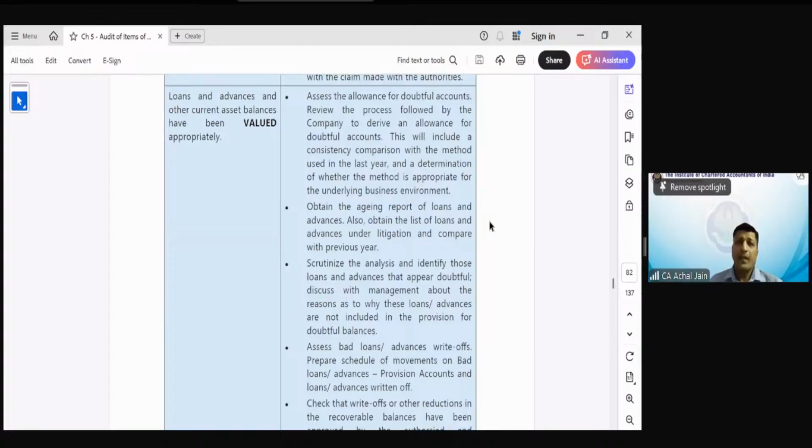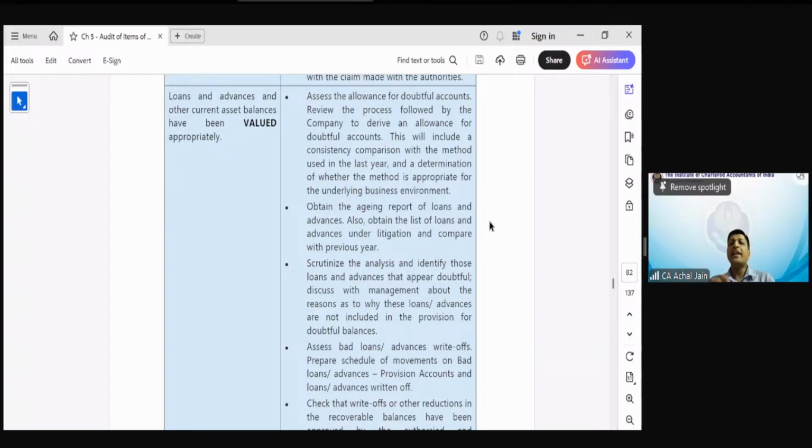Then, because the loans and advances have been given, sometimes what may happen is that some of the loans and advances could remain outstanding for a significant amount of time. So in this case, aging analysis becomes very important. And what do you mean by aging analysis? It means the aging report of these loans and advances will have to be reviewed.